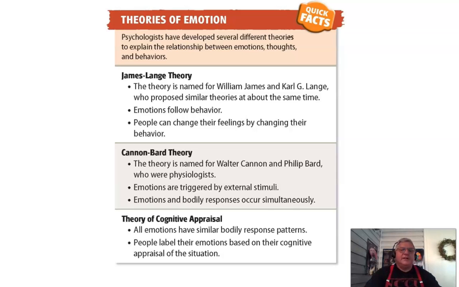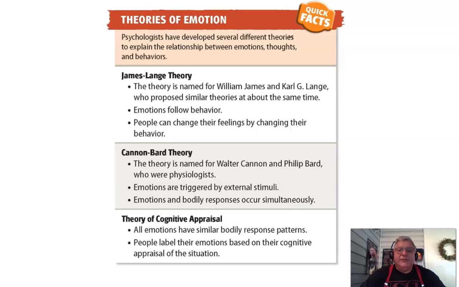So here are our theories once again. Psychologists have developed these several different theories to explain the relationship between emotions, thoughts, and behaviors. The James-Lange theory is named for William James and Carl Lange, who proposed similar theories about the same time. Emotions follow behavior. People change their feelings by changing their behavior.